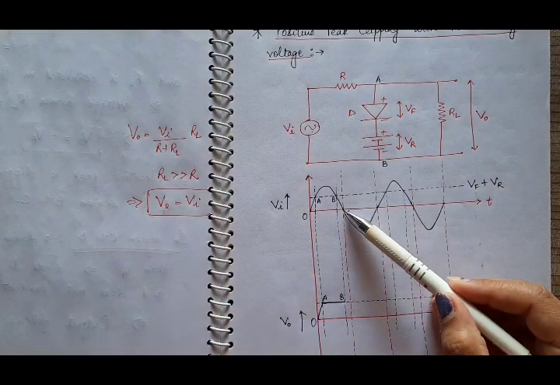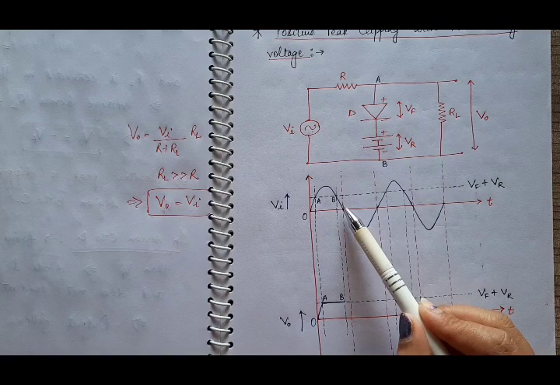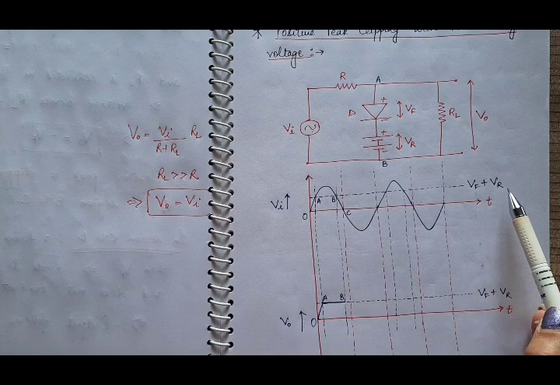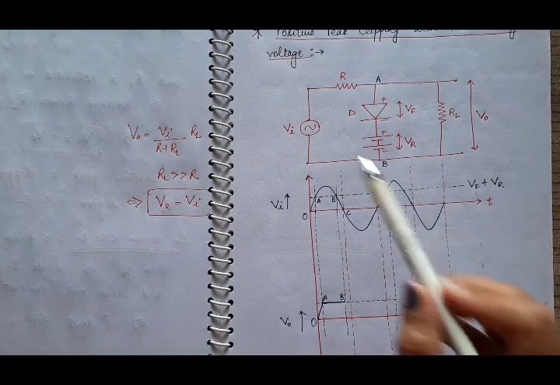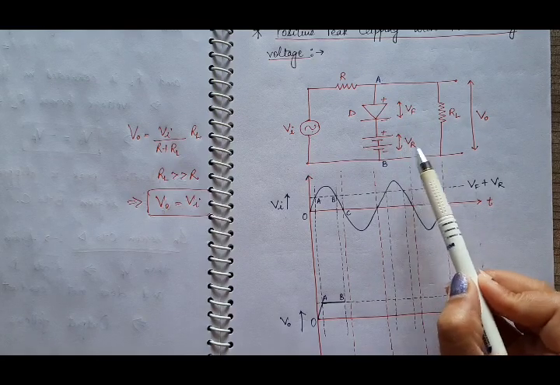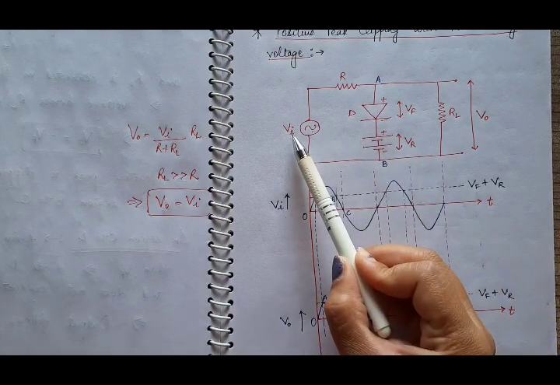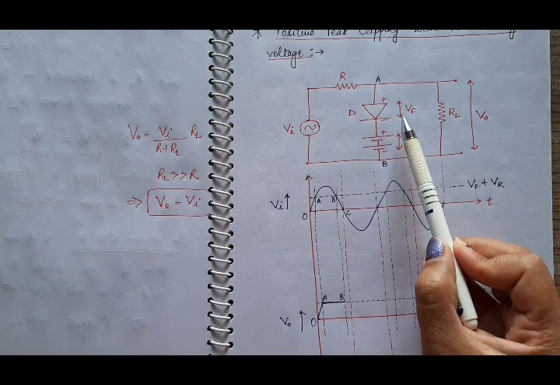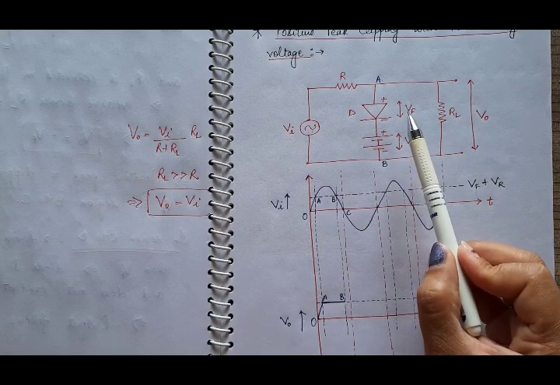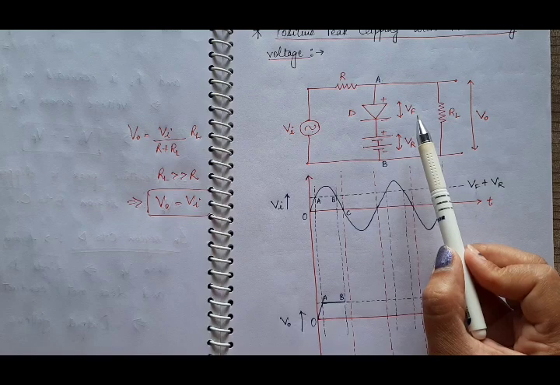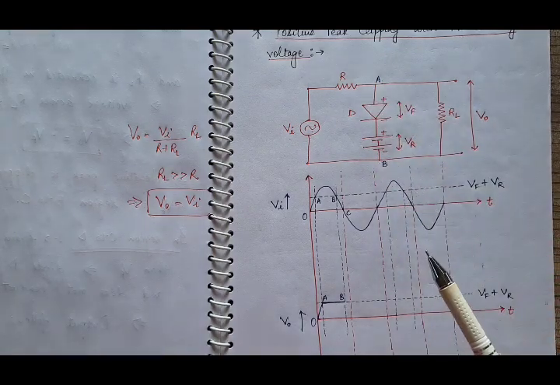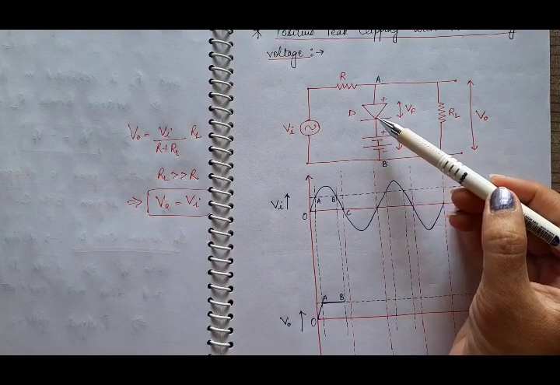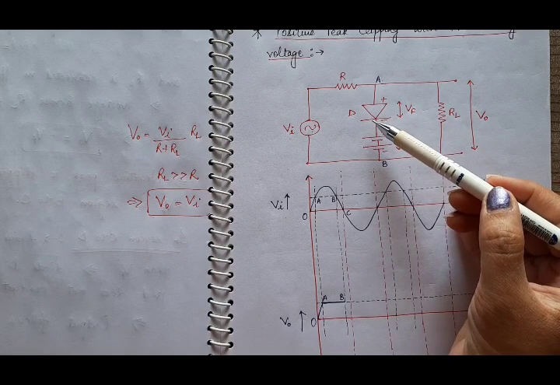In region BC, you can clearly see from this figure that our input Vi is less than this level Vf plus Vr. So if Vi is less than Vf plus Vr, it means Vr will dominate over Vi. And what will this Vr do? It will again reverse bias this diode. And if the diode is reverse biased, it will not conduct and it will not allow any current to flow through terminal AB. So no current will flow through AB, as the diode is acting like an open circuit, or you can say it is not connected in the circuit.